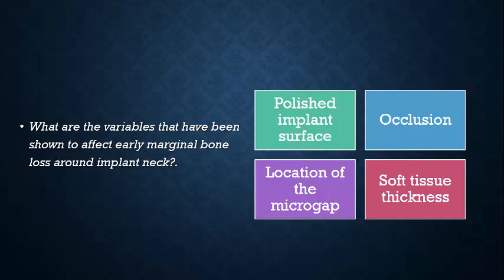And then we learn about the platform switch, in which they place the microgap inward of the implant, away from the surrounding bone, in an attempt also to minimize the action of the microgap against the bone around the neck of the implant. And finally, we also see research talking about the importance of the soft tissue thickness around the dental implants and how it also affects the marginal bone around the implant platform.